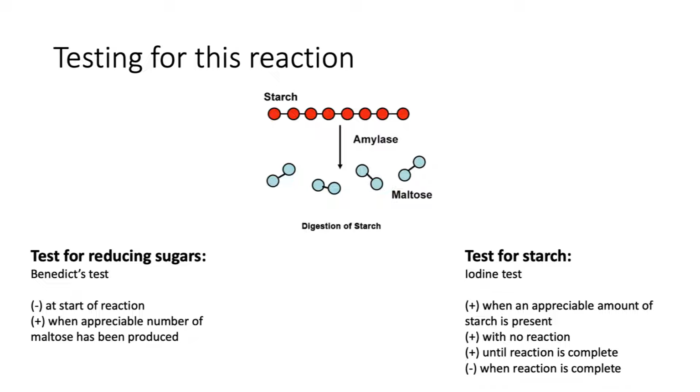Okay, the test for starch is a little bit different because instead of testing the end product, we're testing the presence of the reactant, the starch. And so we expect to get a positive result at the beginning of a reaction, and as the reaction progresses, we still expect to get a positive reaction until the reaction is complete. When the reaction is essentially complete, there's no starch left, then we should get a negative result with the iodine test. And it's this iodine test that we're actually going to be using for this lab.